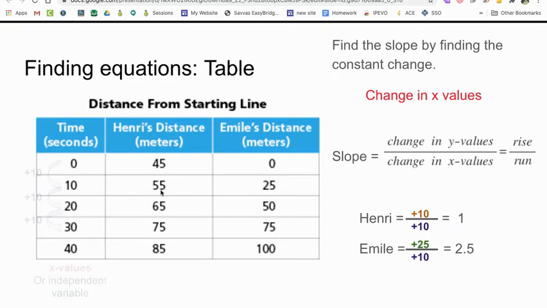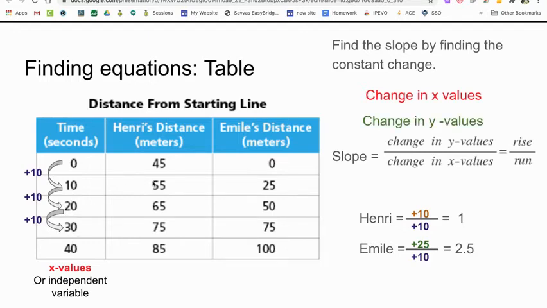We're looking for the change in x. So this is going up every time by 10, by 10, by 10. And then we go to the y values, and noticing again, going up by 10, by 10, by 10. So if we have constant change in both, then we know that our value is linear. So in the table, in this case, we can really see it's linear.